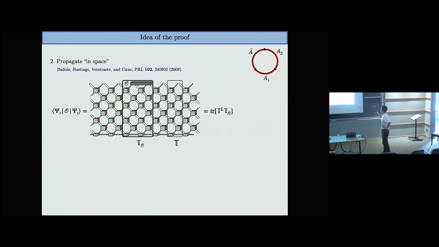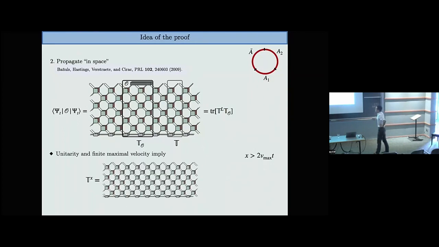So as the t-th power of the transfer matrix. Here, for simplicity, I'm assuming that the gates are translation invariant. I don't need to do that. It's just for convenience of notation. Okay, so I can write it like that. But then the second observation that I can make is that the unitarity of the evolution gives me immediately information on what the leading eigenvalues of this transfer matrix T are. Indeed, if I take t powers of this transfer matrix, and I take t to be larger than 2 v_max, then I can represent the powers in this way.